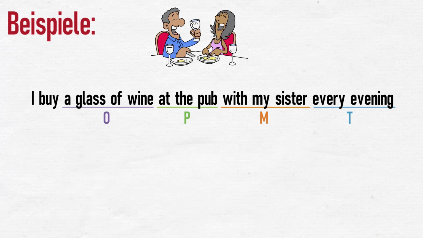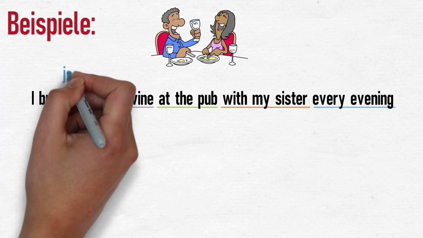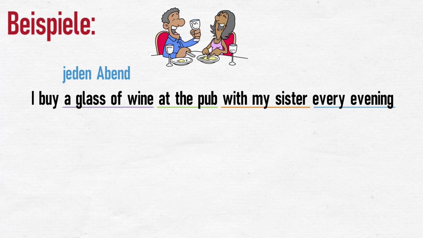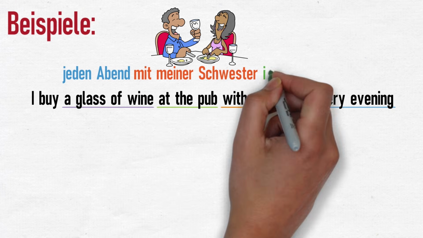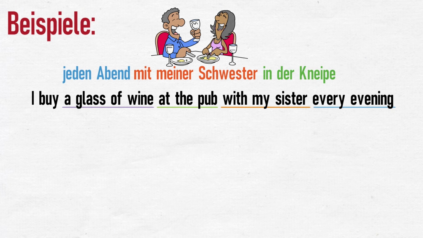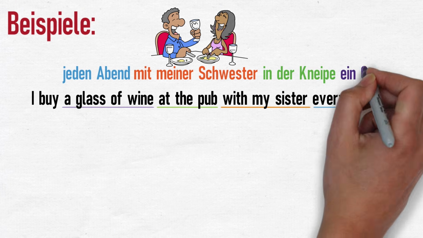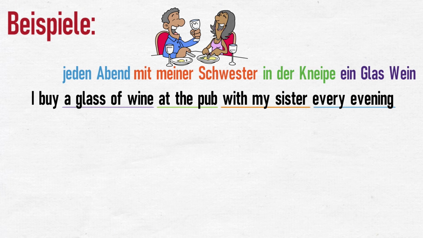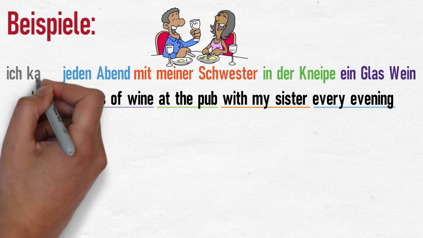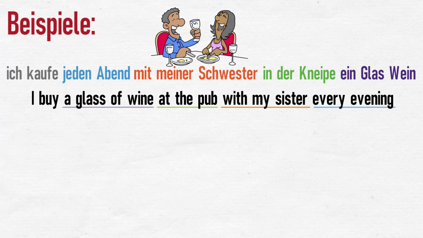OPMT. In the above, the time is every evening, which in German is jeden Abend. The manner is with my sister, mit meiner Schwester. The place is at the pub, in der Kneipe. And the object is a glass of wine, ein Glas Wein. This results in the sentence, Ich kaufe jeden Abend mit meiner Schwester in der Kneipe ein Glas Wein.